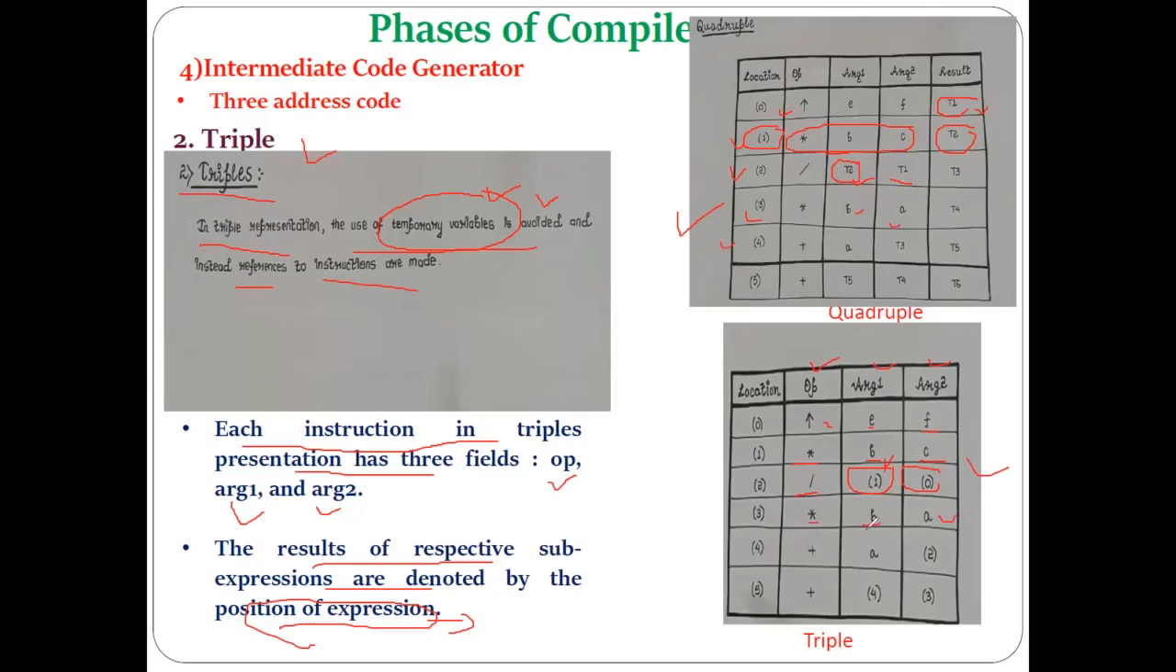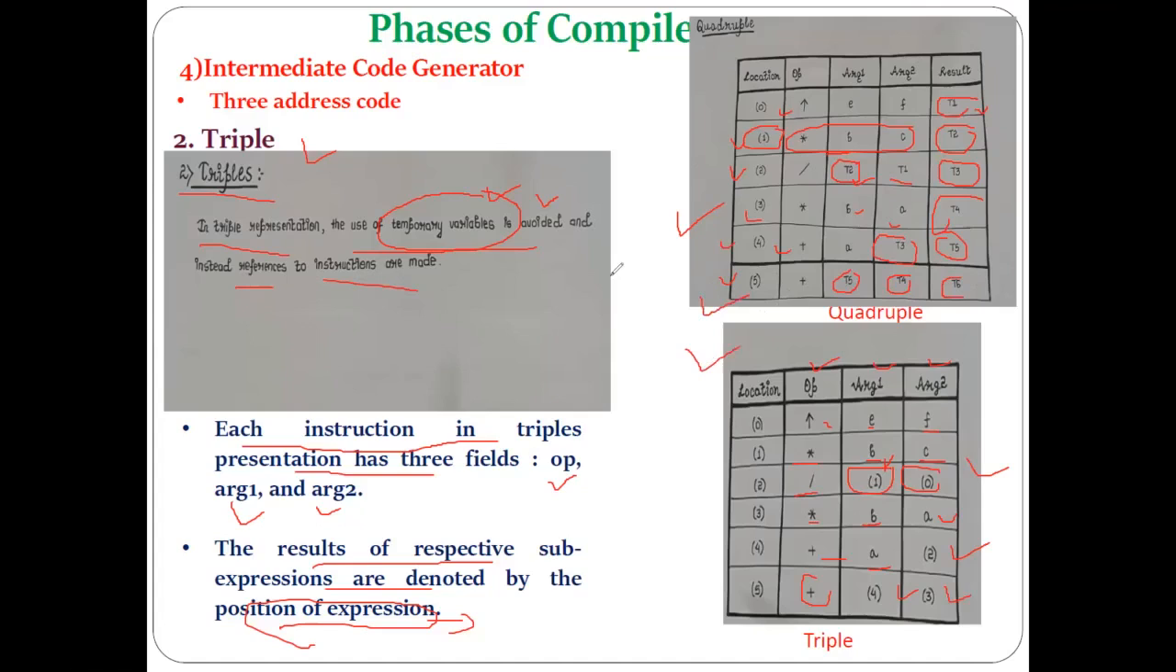Then for this plus, A, and here we will not write the temporary variable. Instead, we write the position number of temporary variable T3, that is 2. That is the reason we write 2 here. And for the last one, we write plus. Then instead of T5, we write the position number of T5, which is 4, and instead of T4, we write the position number of T4, that is 3. So this is nothing but the triple representation for this given quadruple.